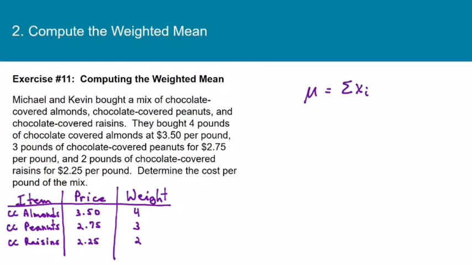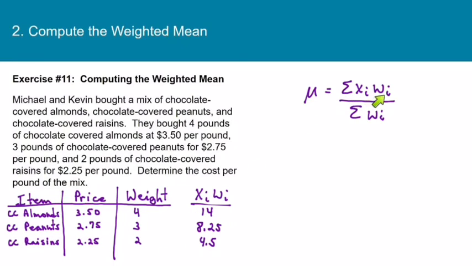And let's get a look at our formula here. The formula says calculate each value times its weight, and then add those products together, and then divide by the sum of the weights. So let's make a little column here, and we'll say 3.5 times 4 is 14, 2.75 times 3 is 8.25, and 2.25 times 2 is 4.5.